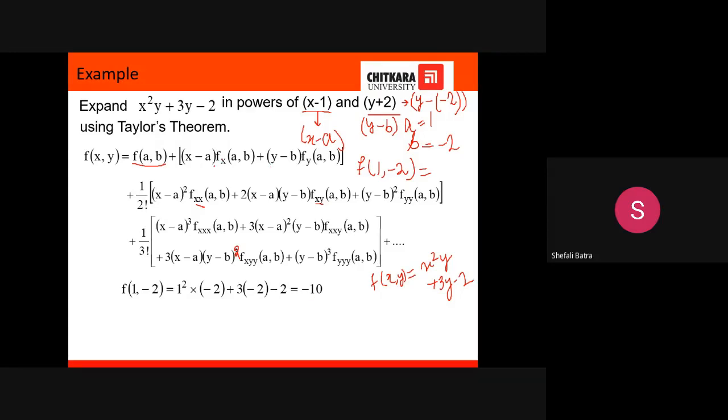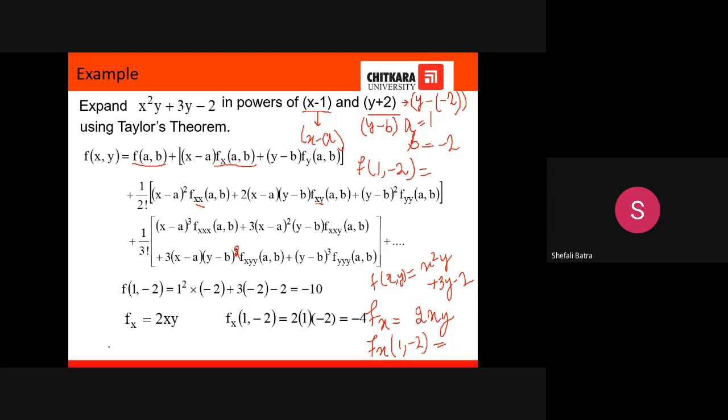Now, next we need fx at point 1 comma minus 2. So that is why first we need fx. Partial derivative of this function with respect to x, what it would be? 2xy. That's all. fx has only one term, 2xy. Now find fx at point 1 comma minus 2. Tell me the value. Minus 4. So value is minus 4.